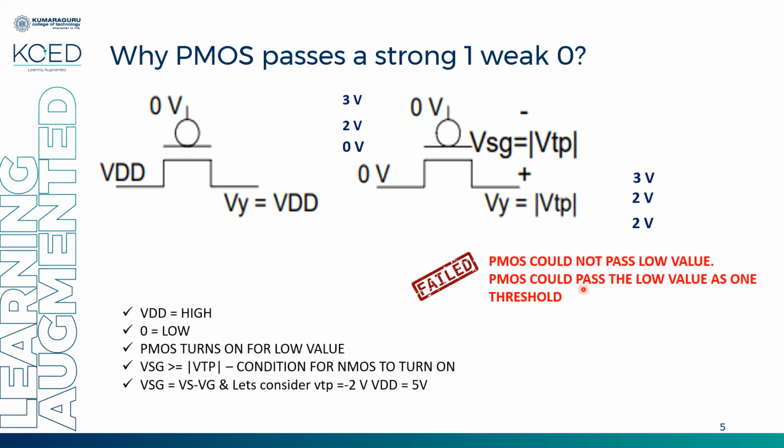Similarly, here also your PMOS could not pass a low value. It could pass the low value only as one threshold. So one threshold, which is retained, is obtained here.